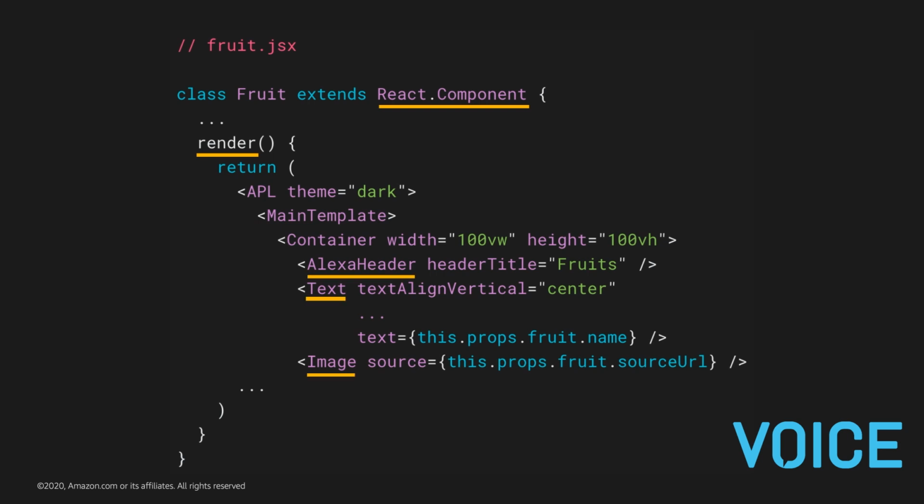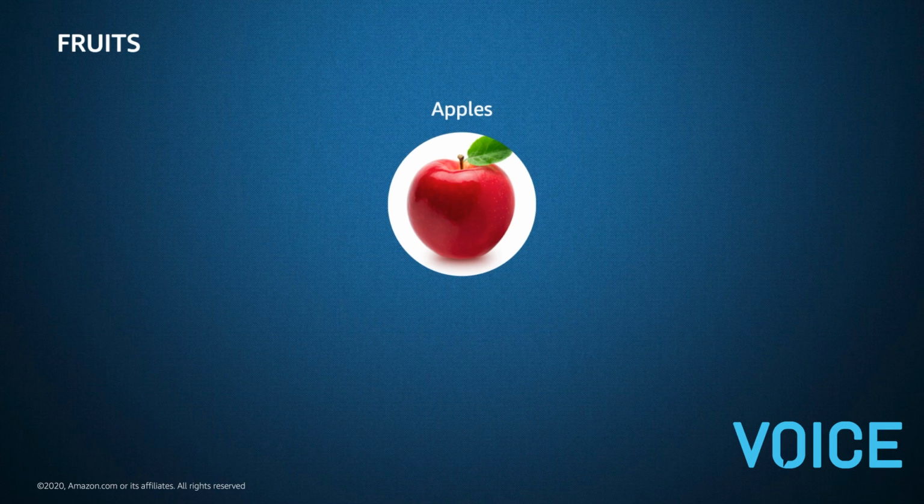So here we use the Alexa header component to provide a header title for our view, a text component to lay out the title for a fruit, and an image component to include a visual representation of the fruit. In it, we just provide the URL of an image. And this is the visual representation of the code I showed you before.